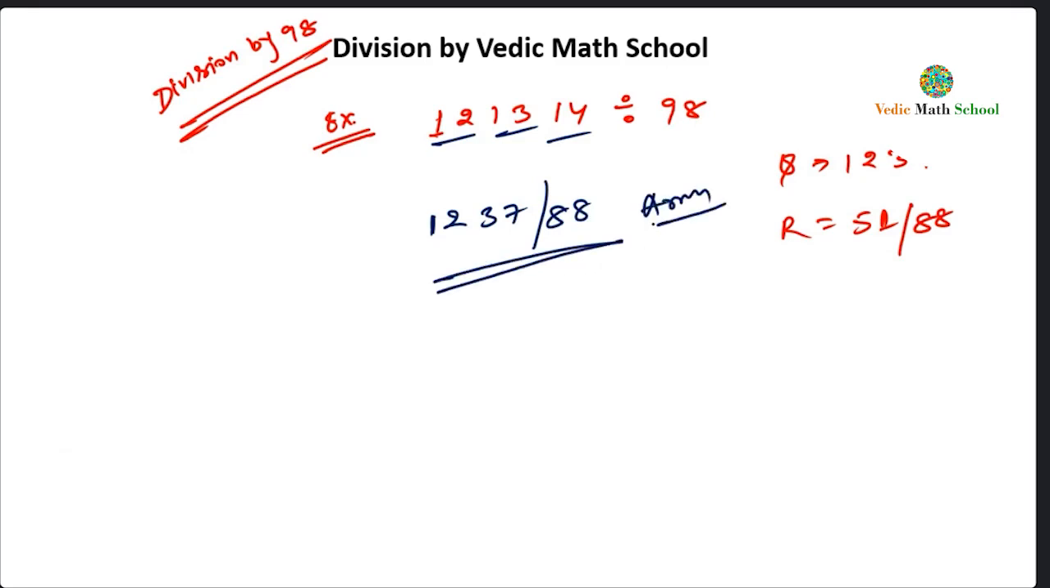88. Now look at this. This is the number 98. I haven't told you anything, still you get the answer. Right. So that is something you are now associating with the method.